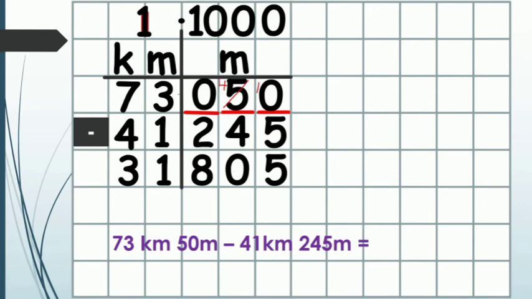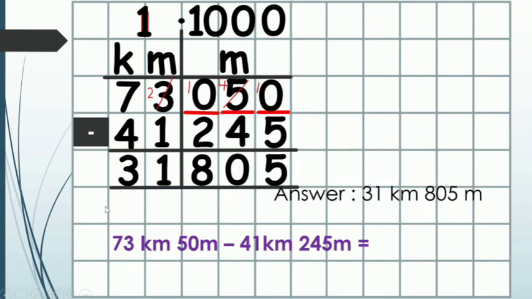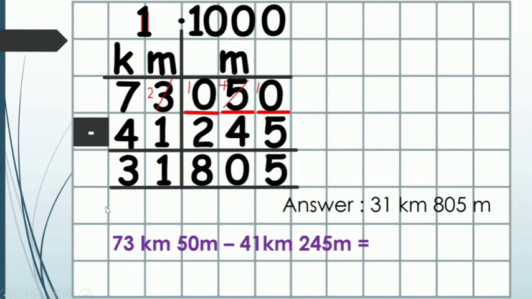We cannot minus with the 2. We need to borrow from this 3. The balance is 2 and this number will become 10. 10 minus 2 is 8. 2 minus 1 is 1 and 7 minus 4 is 3. So the answer for this question is 31 kilometer and 805 meter.